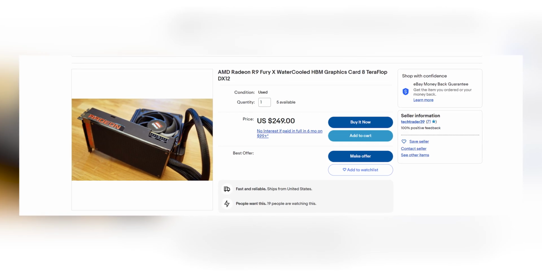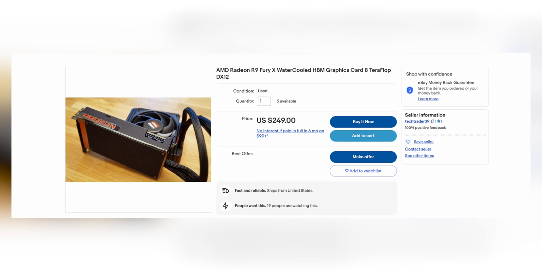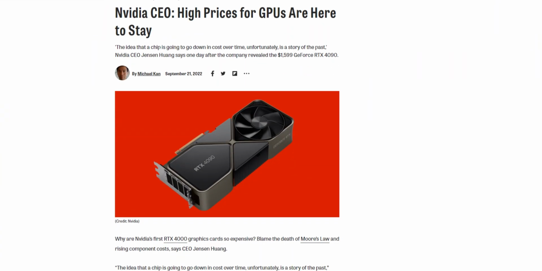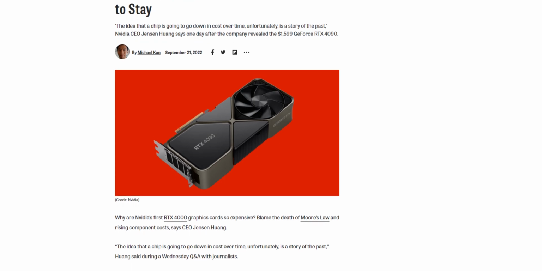I mean, man, I remember when I got my Fury X for $150 back in 2018. What the hell happened to GPU prices? I guess let's just start out with the specs here.